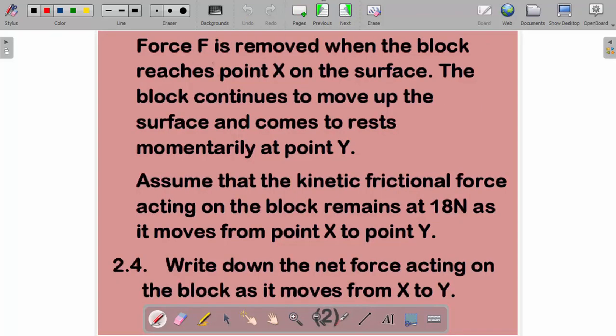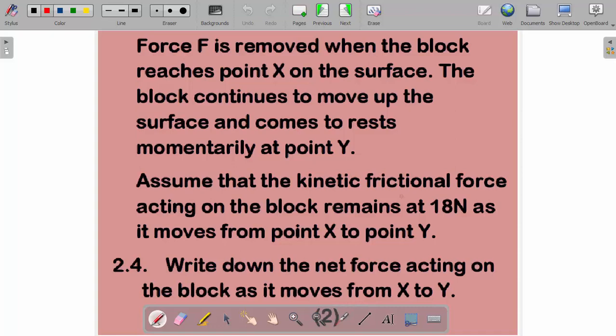Next question. They say now the force F is removed when the block reaches point X on the surface. The block continues to move up the surface and comes to rest momentarily at point Y. Assume that the kinetic frictional force acting on the block remains at 80 newtons as it moves from point X to point Y. Write down the net force acting on the block as it moves from X to Y.